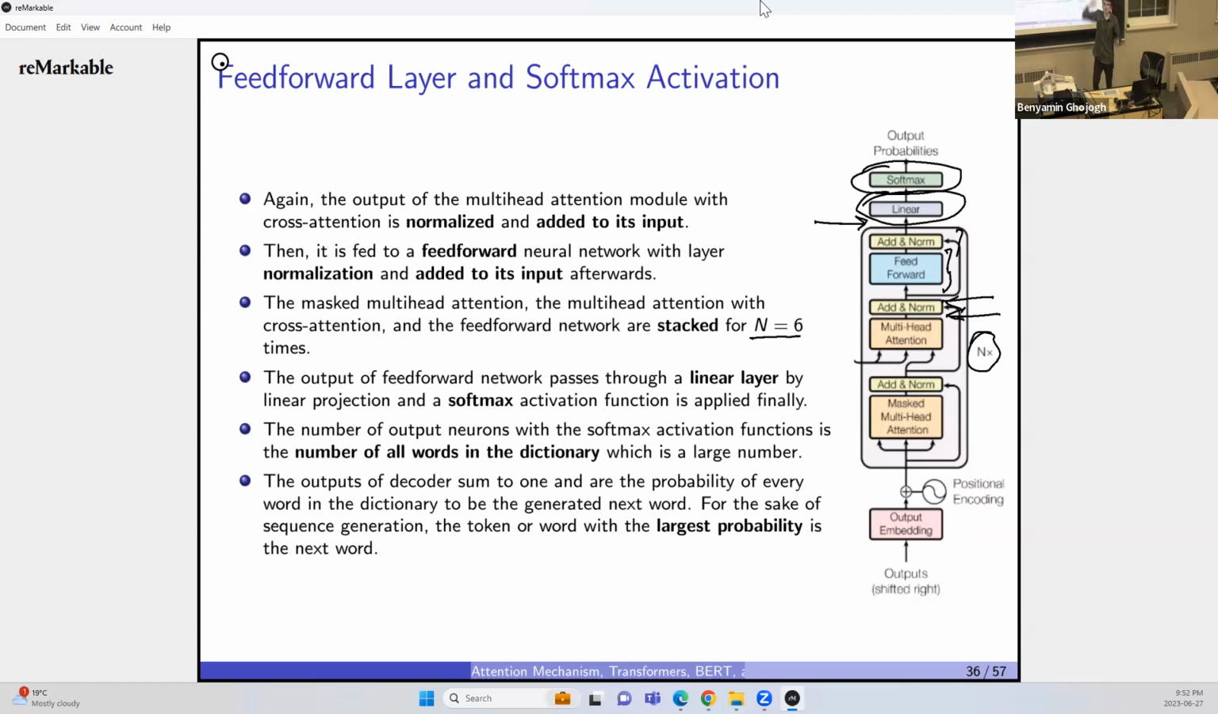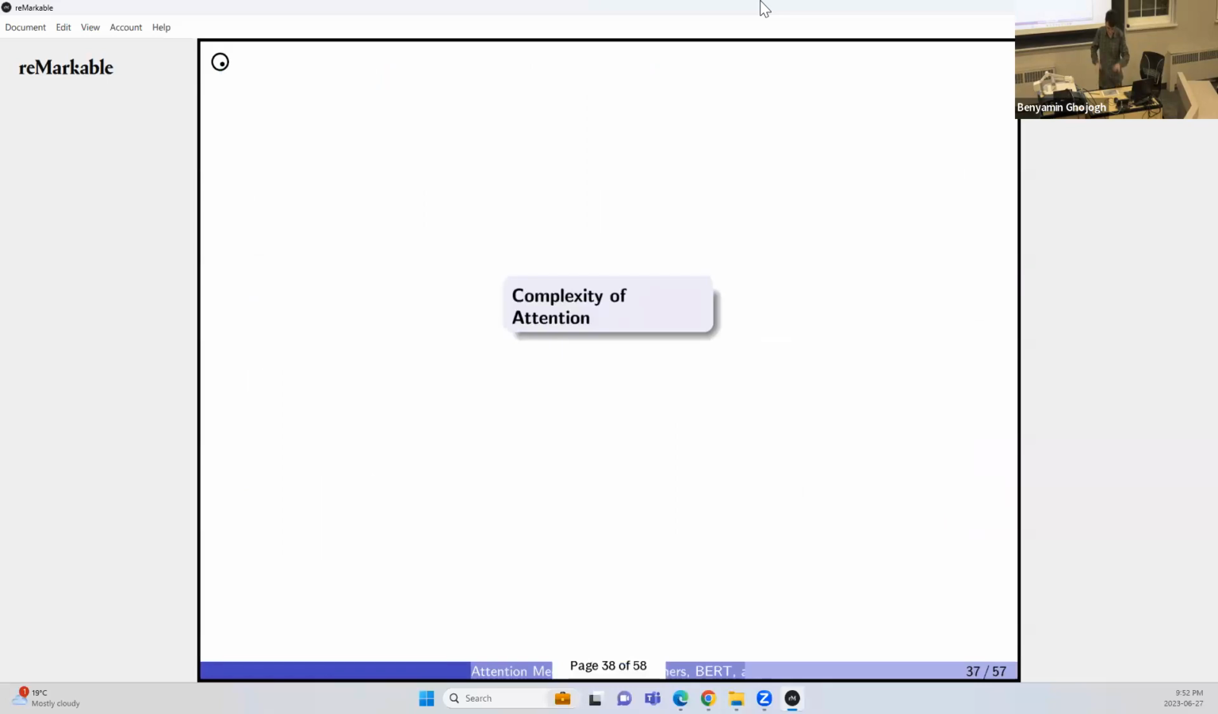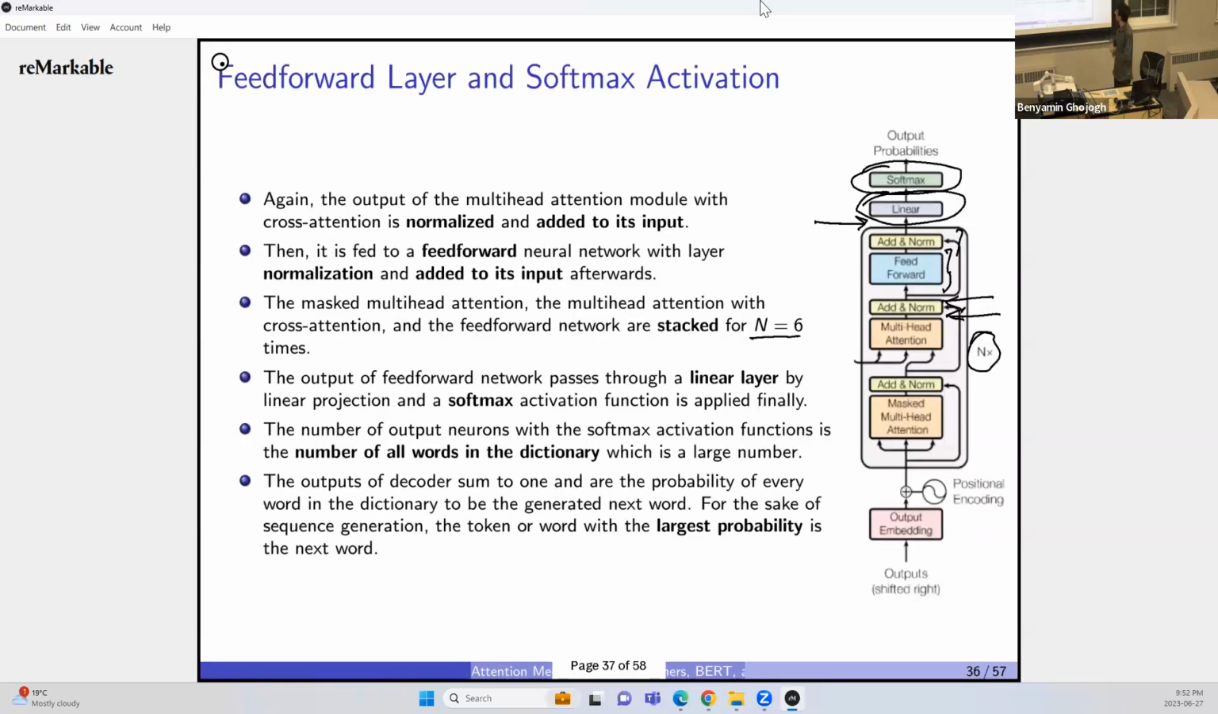Do you get it? Usually in NLP models, the output is very huge. The number of neurons is the number of words in the dictionary. You get it? So this was transformers. In the next session, we will continue talking about the complexity of attention compared with RNN, and then we'll talk about BERT and GPT. Just in simple words, you remember transformer was encoder, decoder, right?